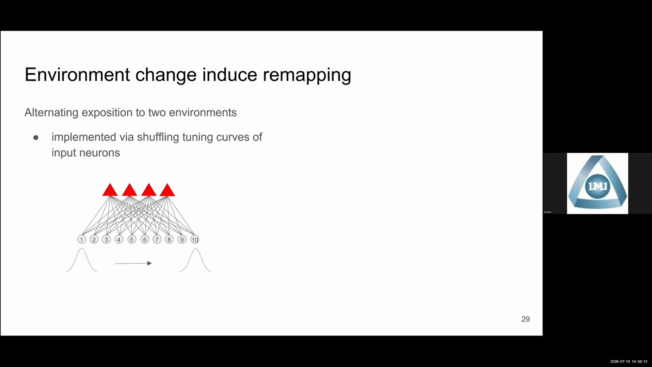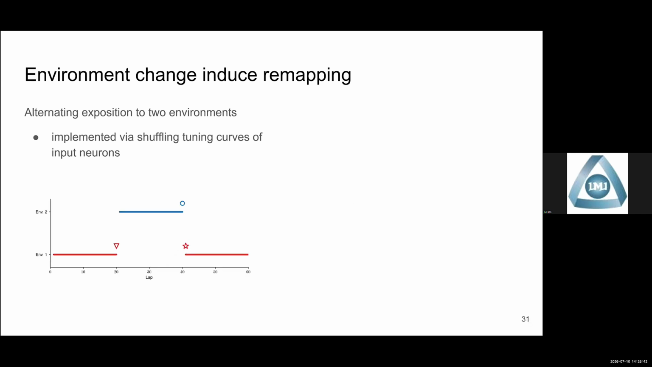So if you now move to another environment, what happens then? What triggers the remapping in CA1? What triggers the remapping is the input changes, right? We know that the same cell in CA3 that in one environment, say, codes for location 1, in another environment can code for location 10. So you have a shuffle there.